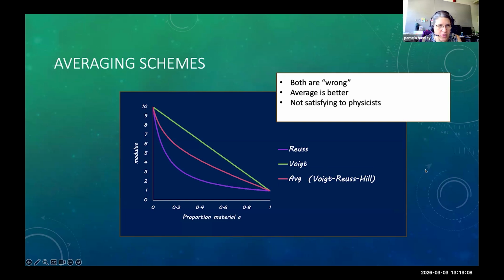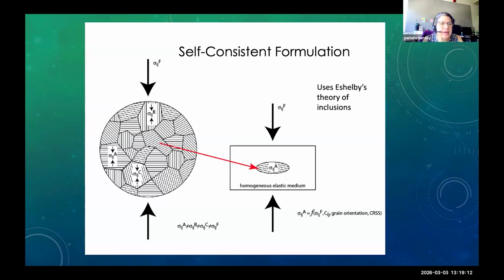because physicists always want to pursue the truth. So physicists came up with another way to solve this problem, and it's called the self-consistent formulation. And it uses this notion that you could look at each crystal in the material. So over here, I have a little diagram of your material, and it's got little lines in it. You could think of them as slip planes or whatever. They're just to sort of give you an idea of the orientation in my little sketch.